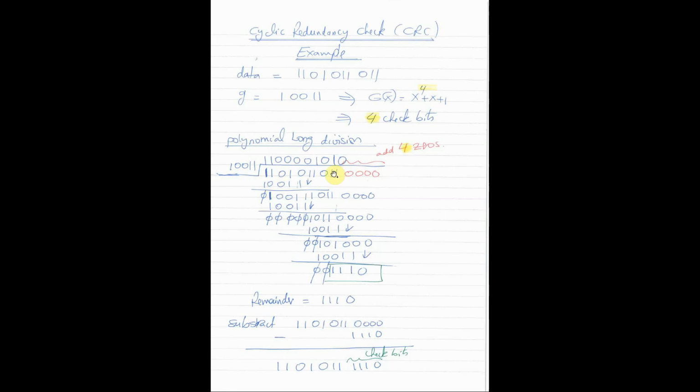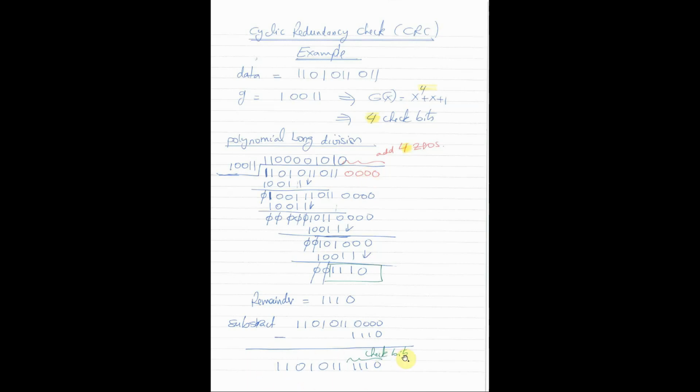I take my data bits followed by the zeros. I do a polynomial long division by the generator until I get the remainder, and the remainder has to be 4 bits, simply because we have 4 check bits and simply because we divide by 5 bits. Now, I take those remainder bits and then I subtract them from the original sequence that I divided, and the result will be the transmitted sequence.